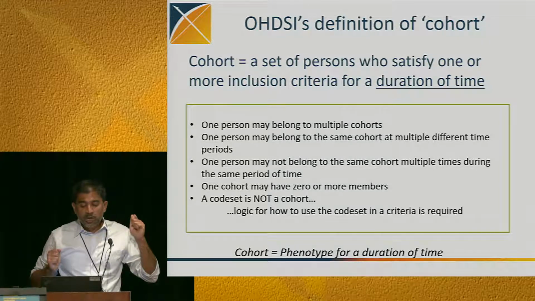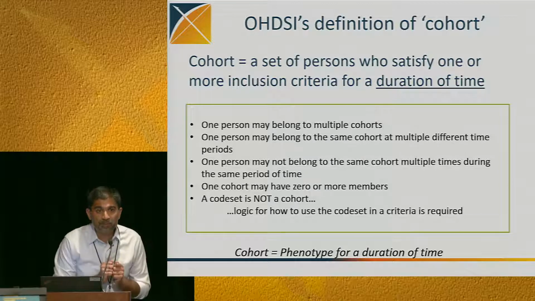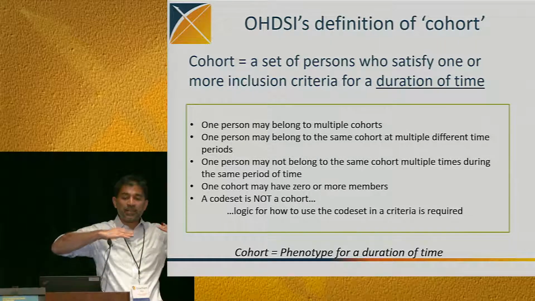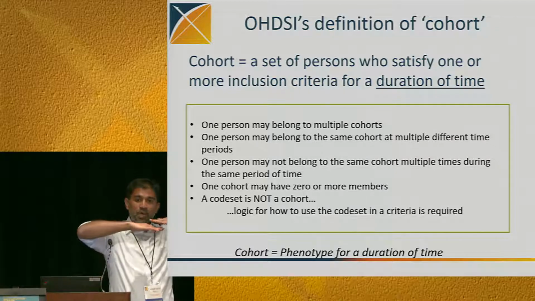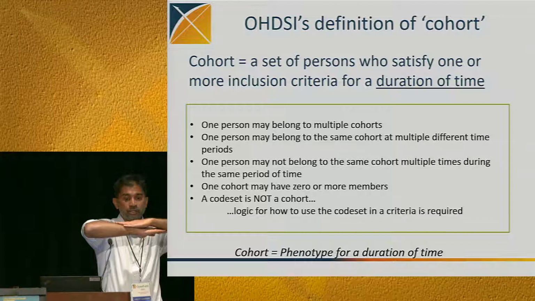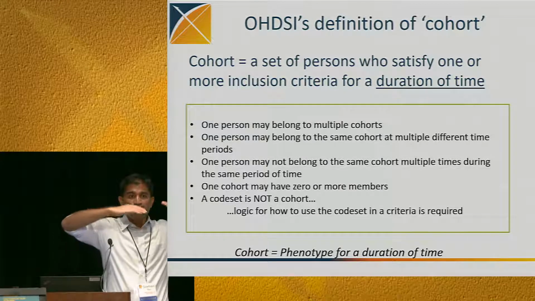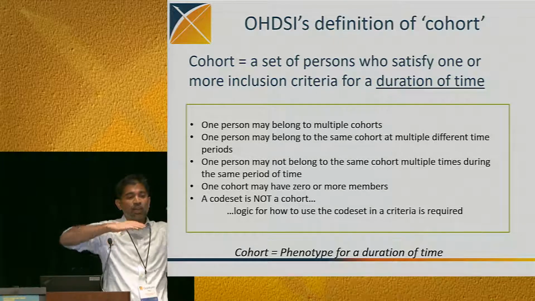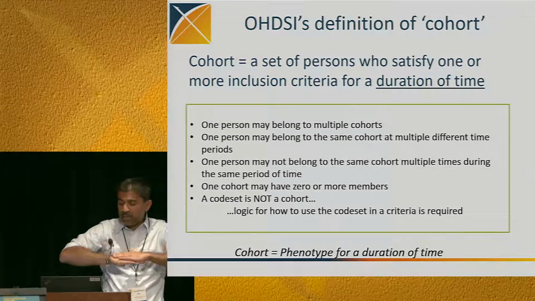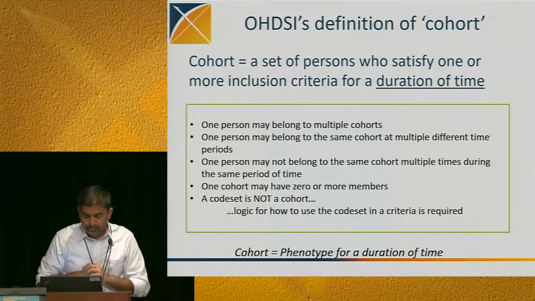One person may not belong to the same cohort multiple times during the same period of time. Extremely important. So two records for the same person cannot overlap. If you use the OHDSI tools, and you find two records for the same person with overlapping time periods, it will collapse them and make it into one. There can only be one record for a certain time period for a person.